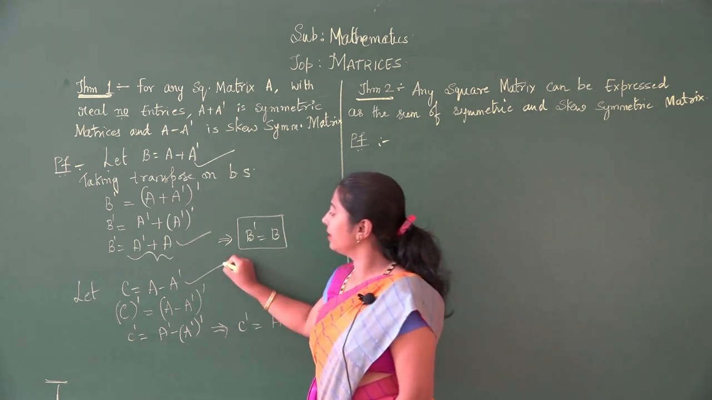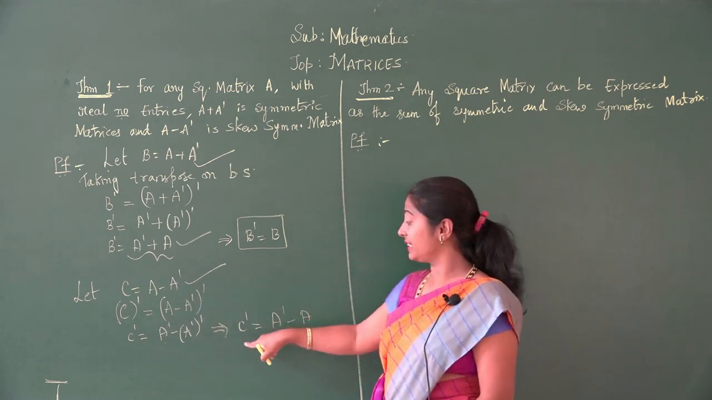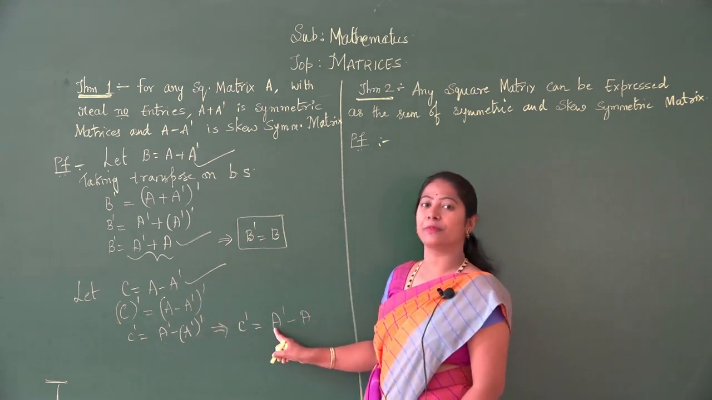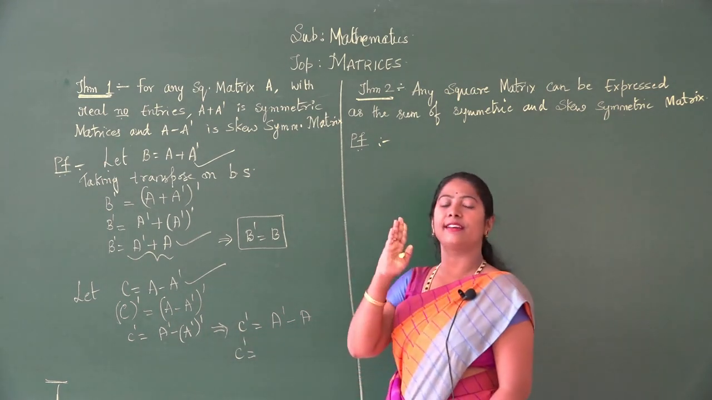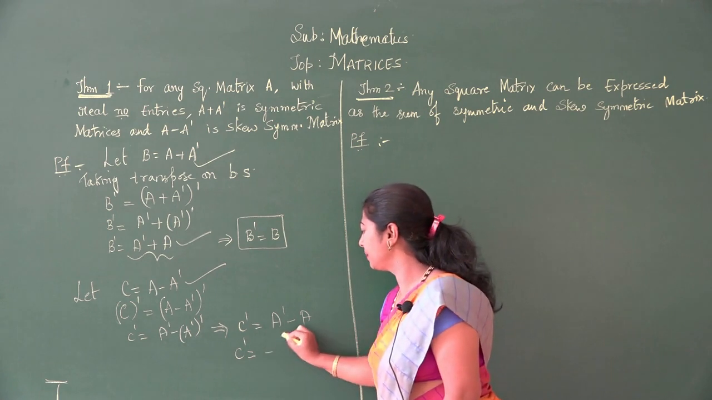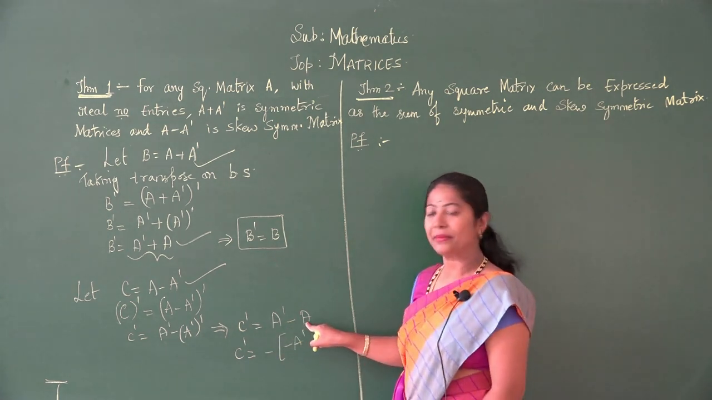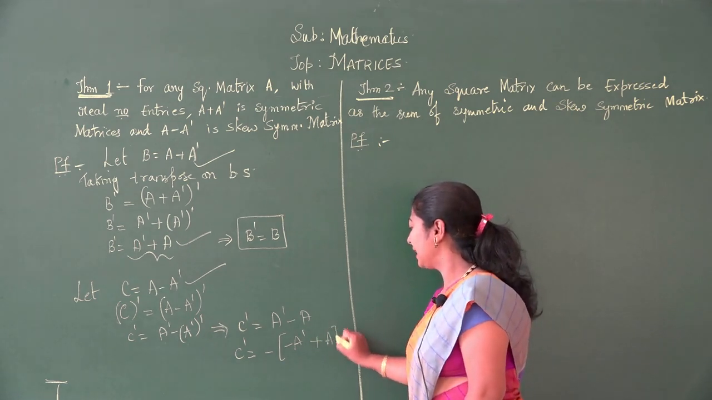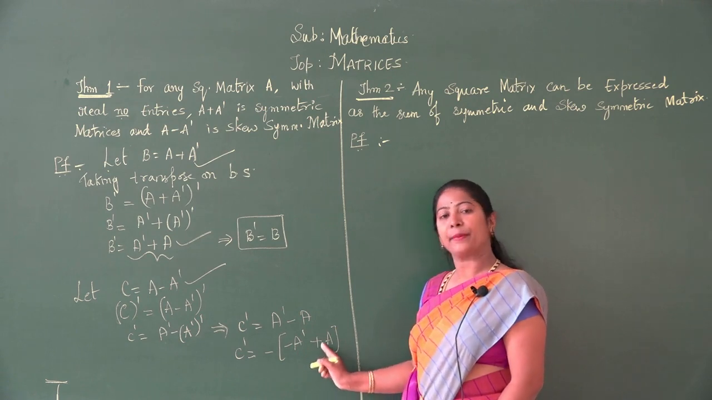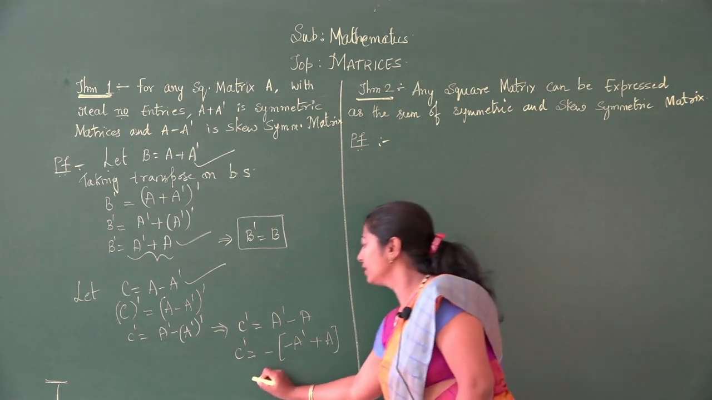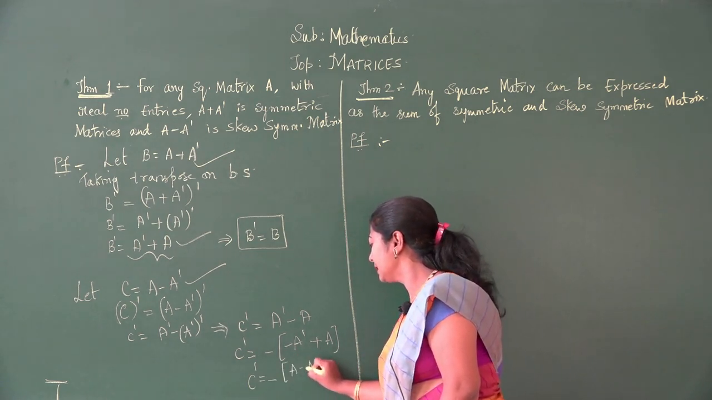But what is C given here? C is equal to A minus A dash. But what did we arrive at? C dash is equal to A dash minus A. That is, C dash is equal to, suppose I take a negative sign outside, plus A dash becomes minus A dash and minus A becomes plus A. Can I write this as A minus A dash? So this can be written as C dash is equal to minus of A minus A dash.